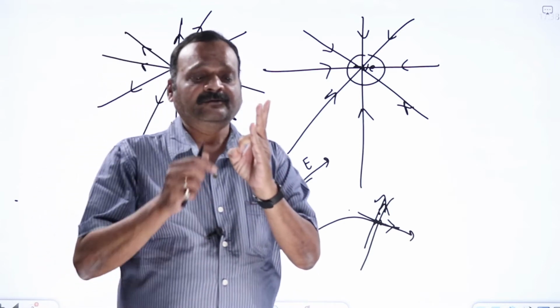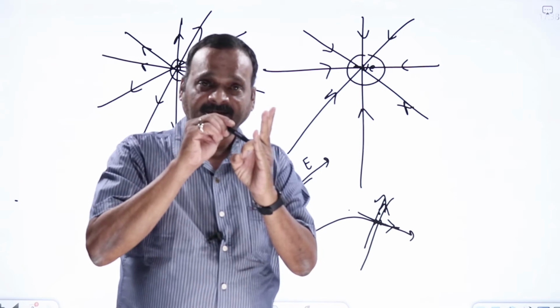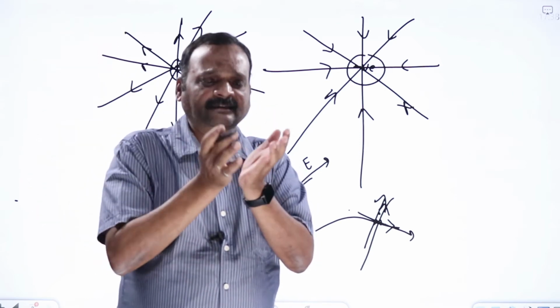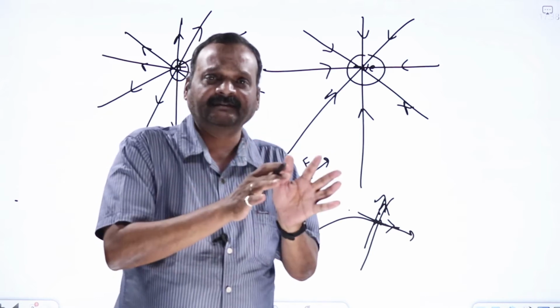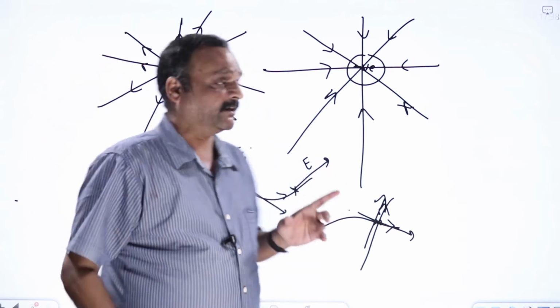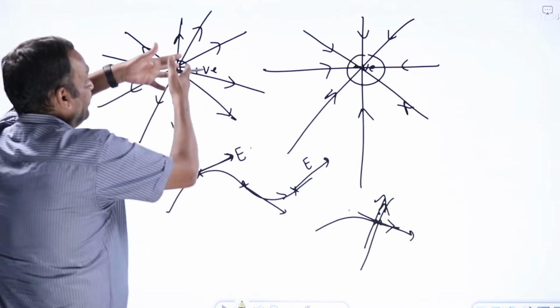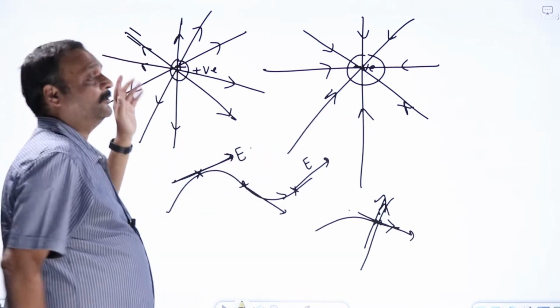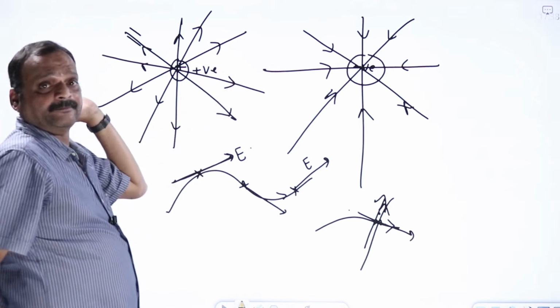Electric lines of force emerge from a positive charge. They end on a negative charge. All electrostatic lines of force always start from a positive charge and end on a negative charge. If a single positive charge is there, electric lines of force will go away from the positive charge. Up to what point do they go? They go up to infinity.